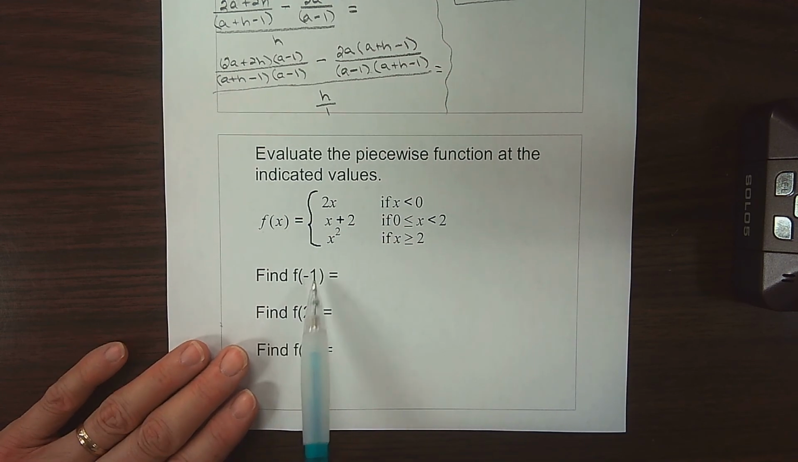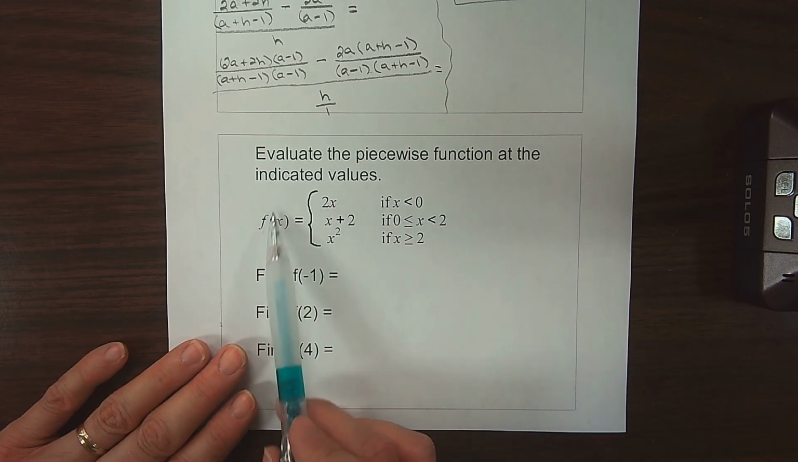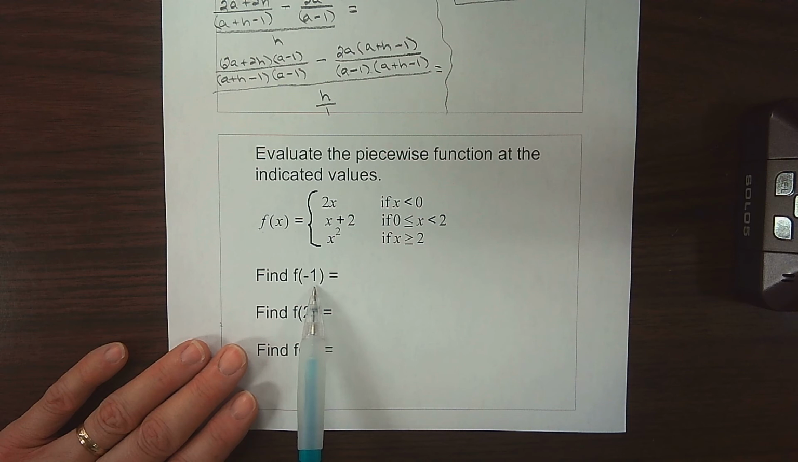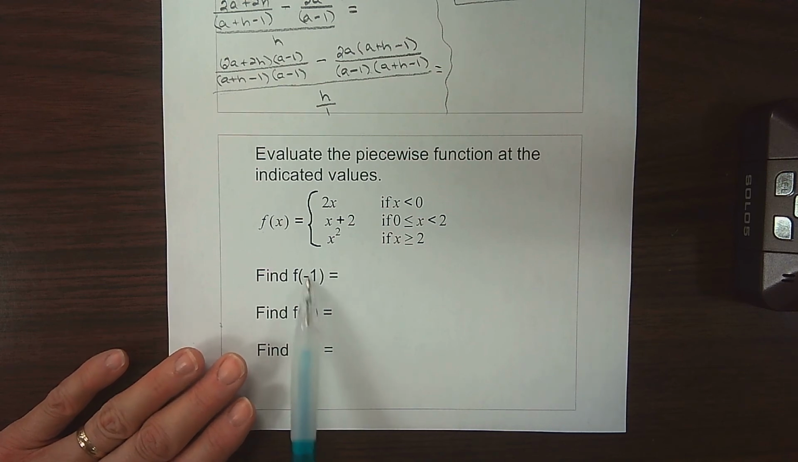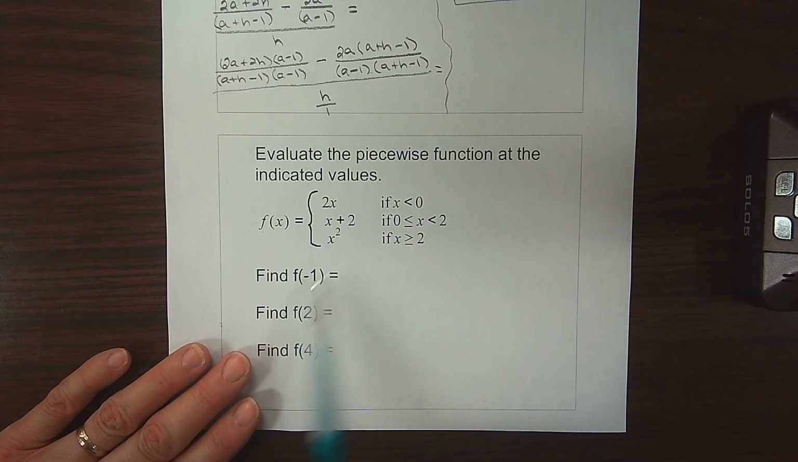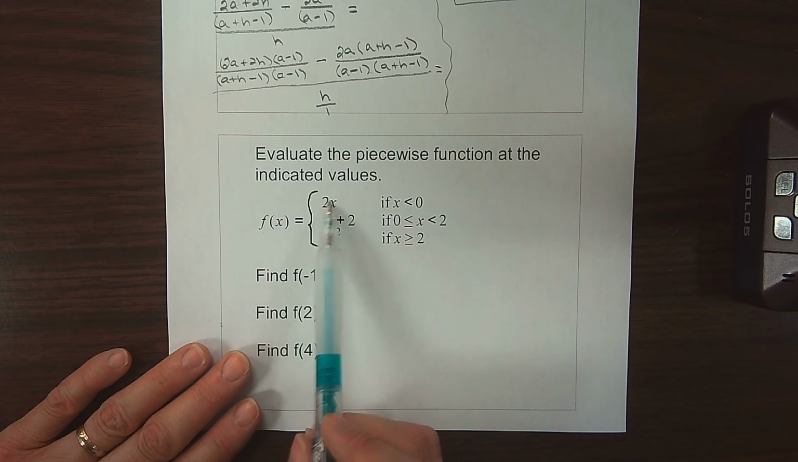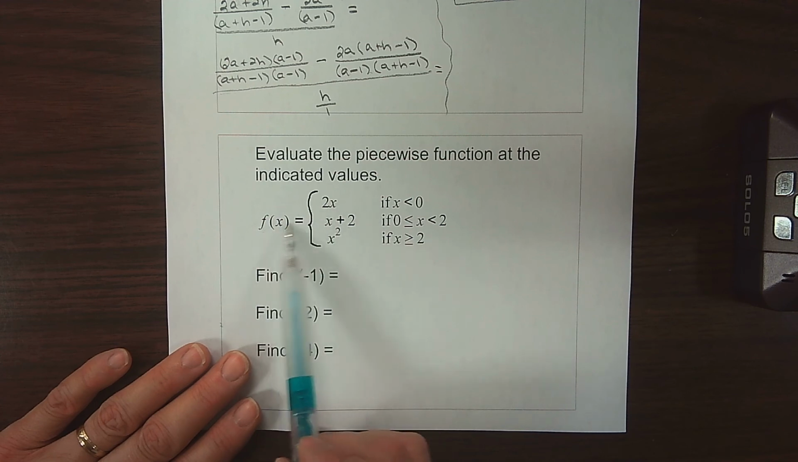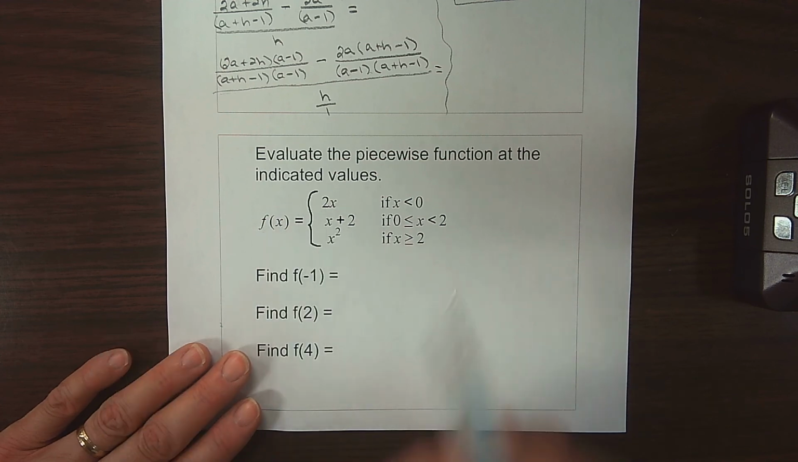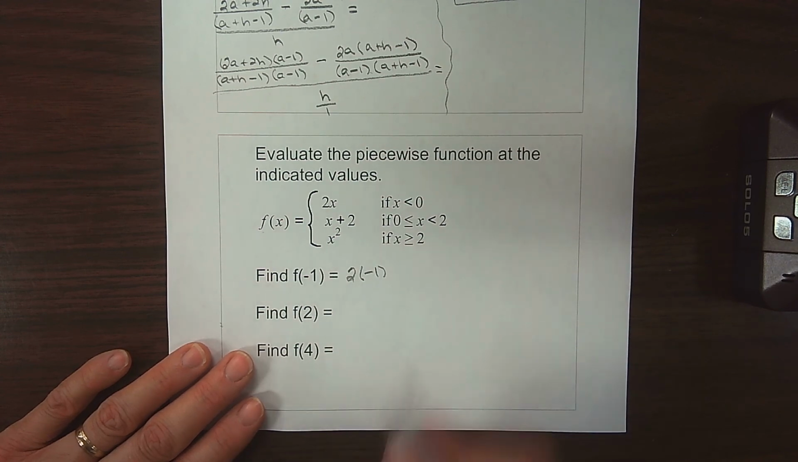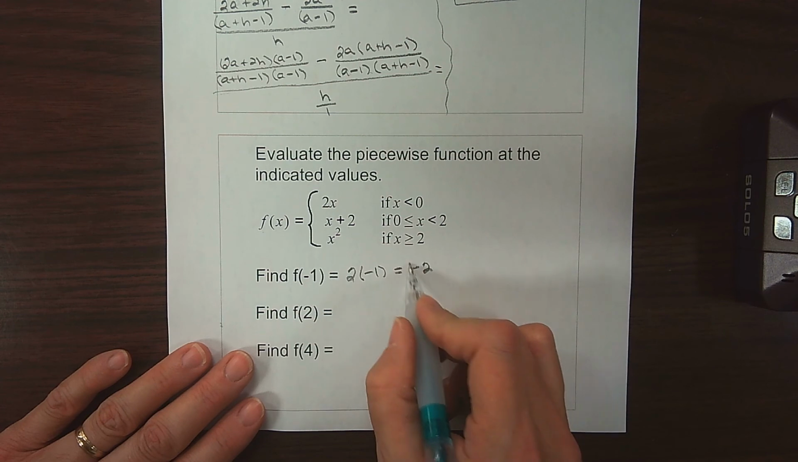When you're thinking about evaluating, now you have to ask yourself, am I using the first description, the middle one, or the bottom one? And that's determined by the domain, where the input falls within the domain. So if I'm using -1 as an input, that is something that is less than 0. So that means I'm going to use this top piece. My function, f of x, is going to equal 2x for that piece. So I just evaluate 2 times my x value of -1, which gives me -2 as an output.